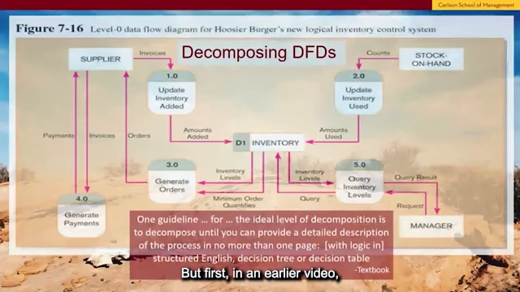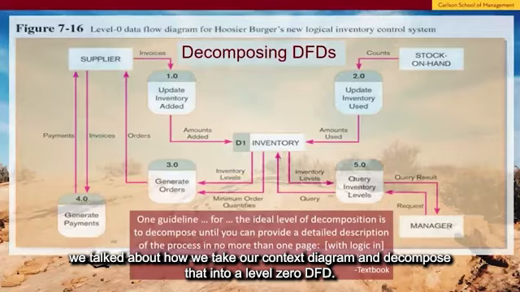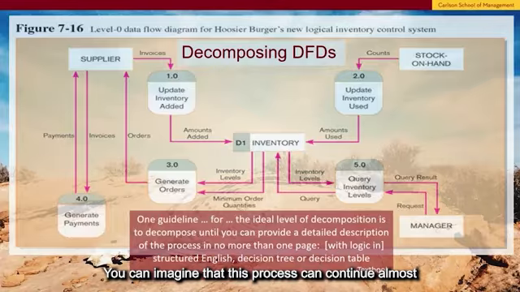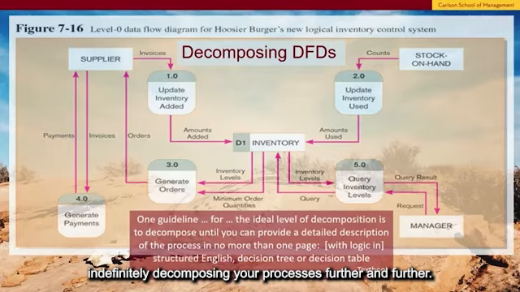But first, in an earlier video, we talked about how we take our context diagram and decompose that into a level 0 DFD. We also saw an example of taking a level 0 DFD and making it a level 1 DFD. You can imagine that this process can continue almost indefinitely, decomposing your processes further and further.